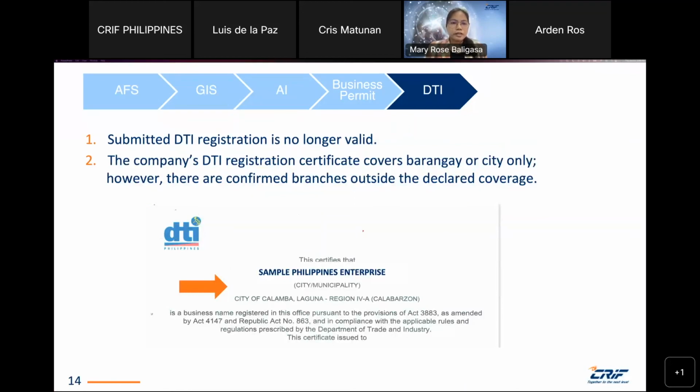And if the issue is yung number 2, wherein yung certificate mo is only in City of Calamba and yet you have branches outside, you may opt to change it to regional or even national. And lastly, if yung problem mo is because of the business permit, you just need to provide us the latest copy of your business permit.